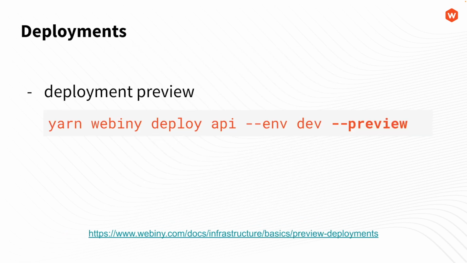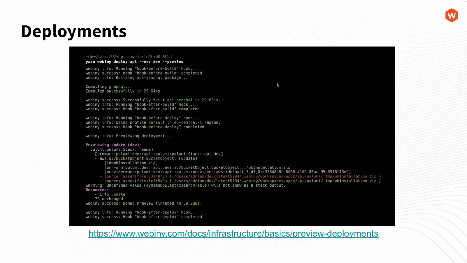Another thing worth mentioning are deployment previews. So basically, just by appending the preview flag to the yarn webiny deploy command, we are able to preview our deployments and see what would actually happen if we were to run the deployment. And this is especially useful in CI environments where we want to ensure that maybe no resources are destroyed in the process, or maybe we just want to ensure that some of the new resources that we've introduced are actually deployed. Once we run our deployment preview, we should see something like this. As we can see, the output is highlighting the change in an asset that's about to be deployed.